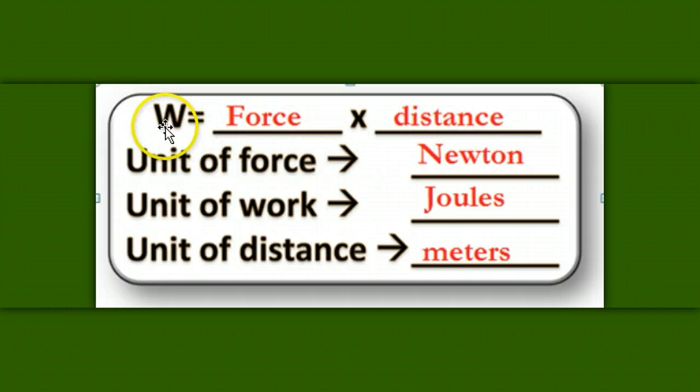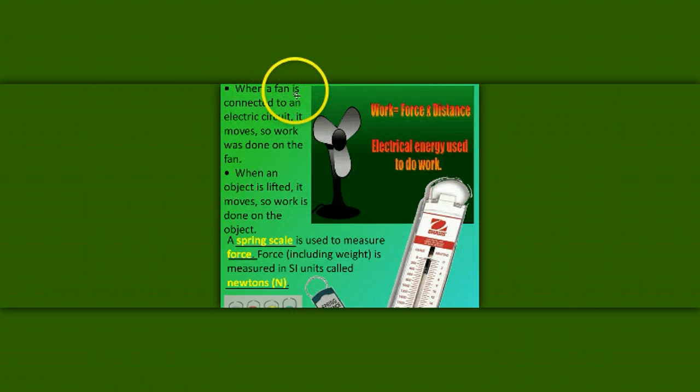But you need to know that work is in joules, force is in newtons, and distance is in meters. When a fan is connected to an electric circuit, it moves, so work was done on the fan. When an object is lifted, it moves, so work is done on the object.